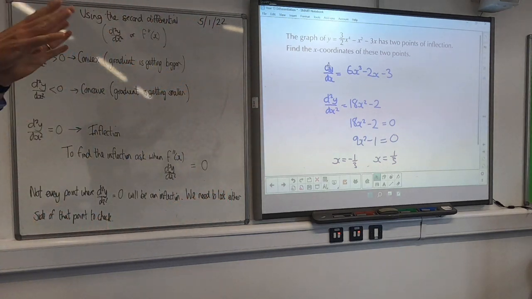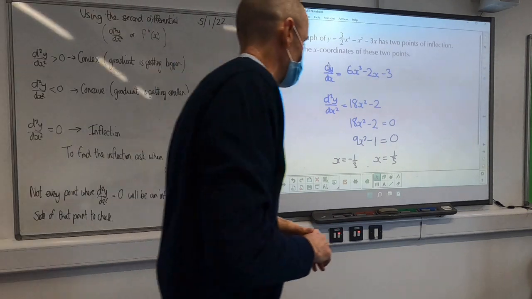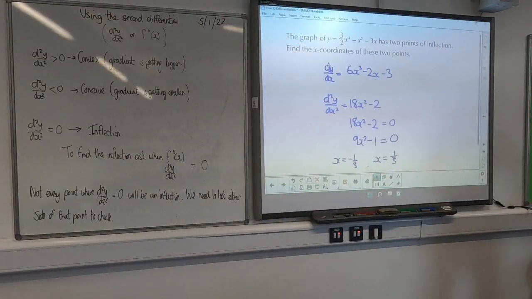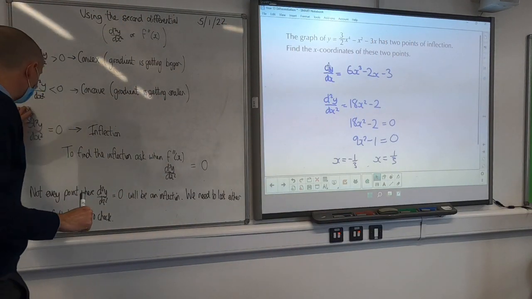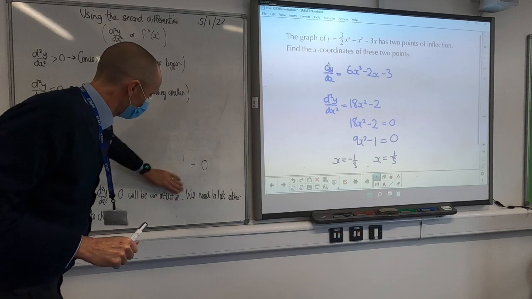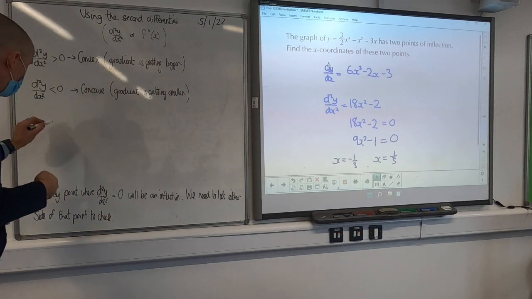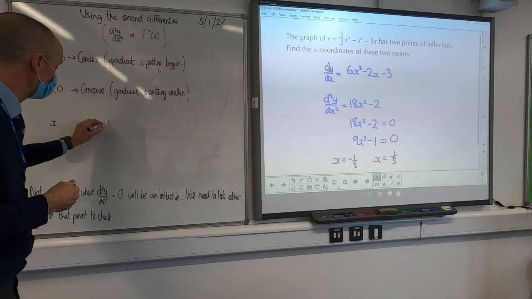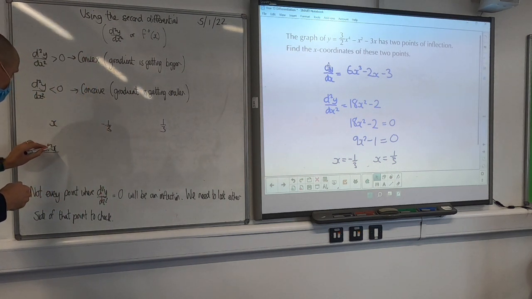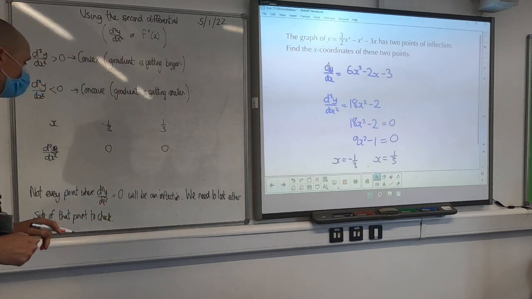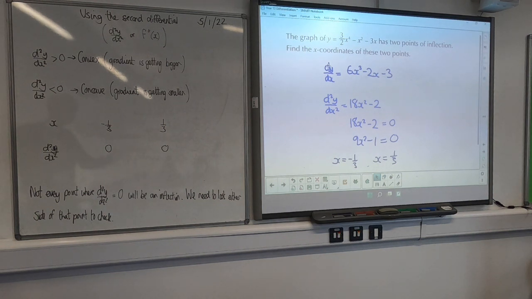Now, okay, the question says that there are 2 points of inflection, and we only found 2 points, so we're pretty sure they are. But let me show you how we can check. So I have got my values of x. I've got minus a third and plus a third, and I know that at those points d2y by dx squared is 0. So I'm just going to try points either side of that, just to check that I am going from convex to concave or concave to convex.